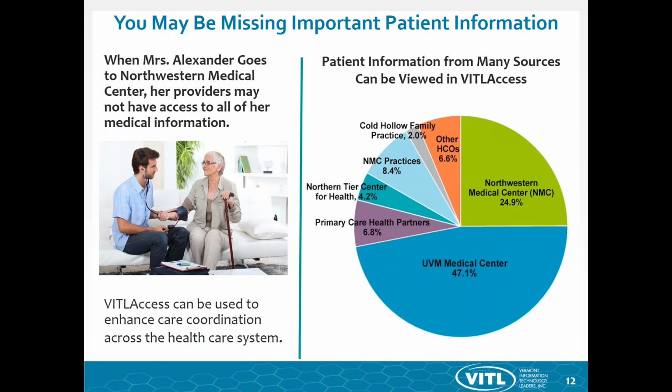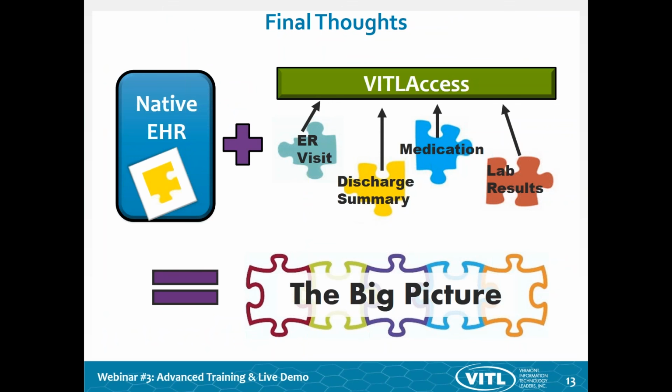47% of the data came from Vermont's largest academic medical center. A clinician at NMC likely has access to UVMMC's EPIC record. However, 28% of their patient data live outside NMC and UVMMC systems.